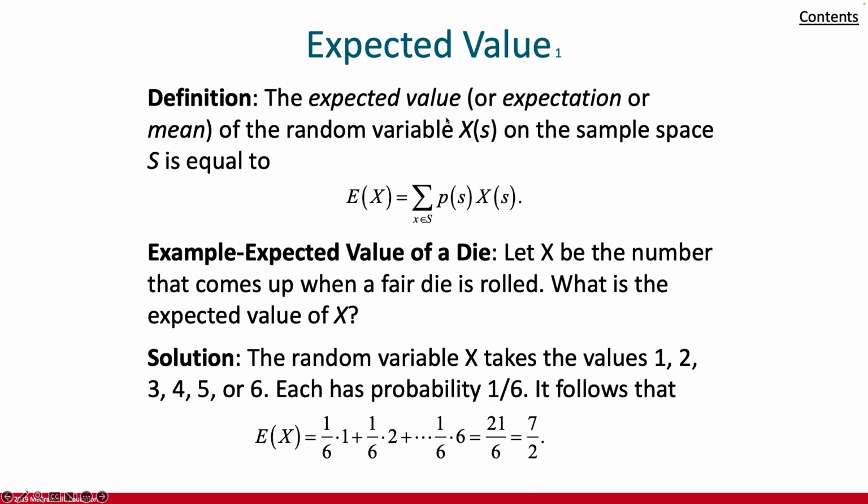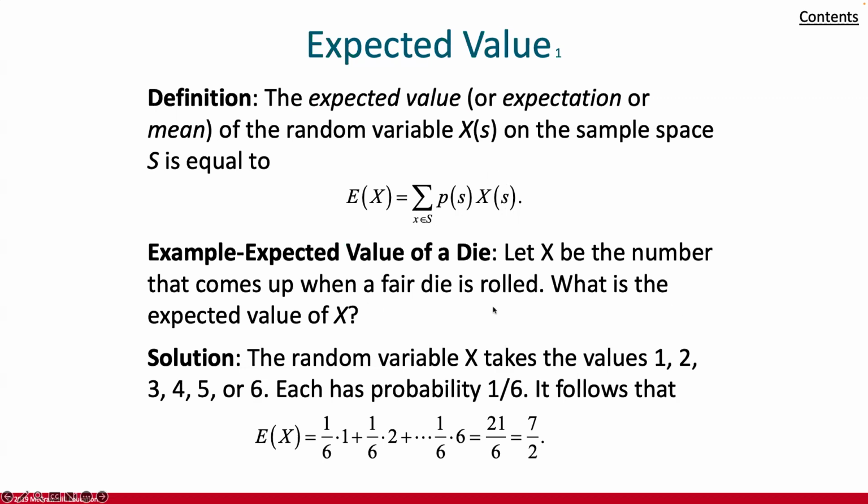The expected value, or expectation, or mean. The mean might be a word that's more familiar to you. The expected value of the random variable X on the sample space S is given by this. So it's a summation of the probability of each element times the value of the random variable at that element.